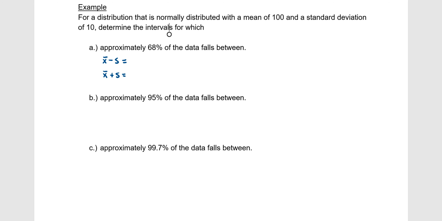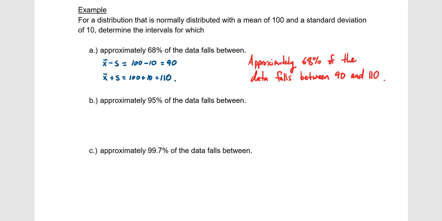So x bar minus s and x bar plus s, that's going to be 100 minus 10, which is 90, and then 100 plus 10, which is 110. So what that means is that about 68% of the data falls between 90 and 110.